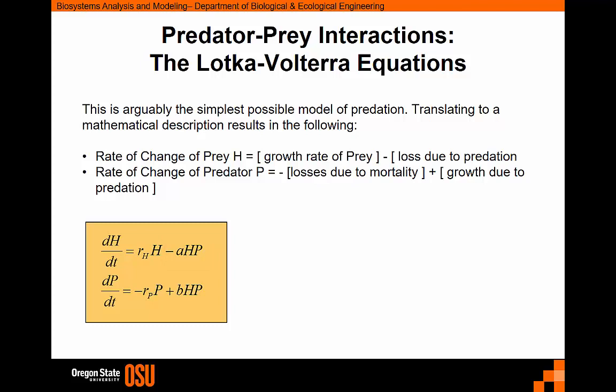For the predator population, growth is proportional to the rate of predation, and mortality losses are proportional to the population size. This captures all of the processes stated in the conceptual model.